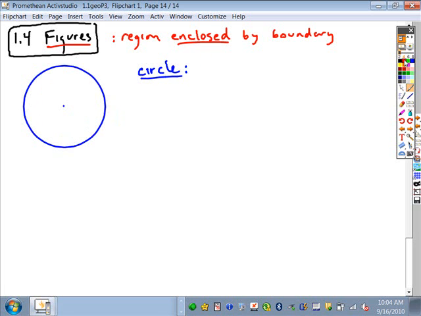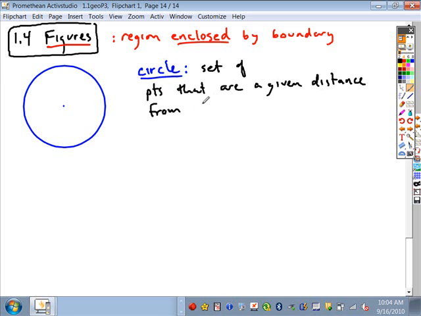Okay, but the way that we think of the circle is a set of points that are a given distance from a fixed point. Now, this definition is somewhat incomplete, and I left a space here to fill in to complete it. But before we do that, the definition is the set of points that are a given distance from a fixed point.